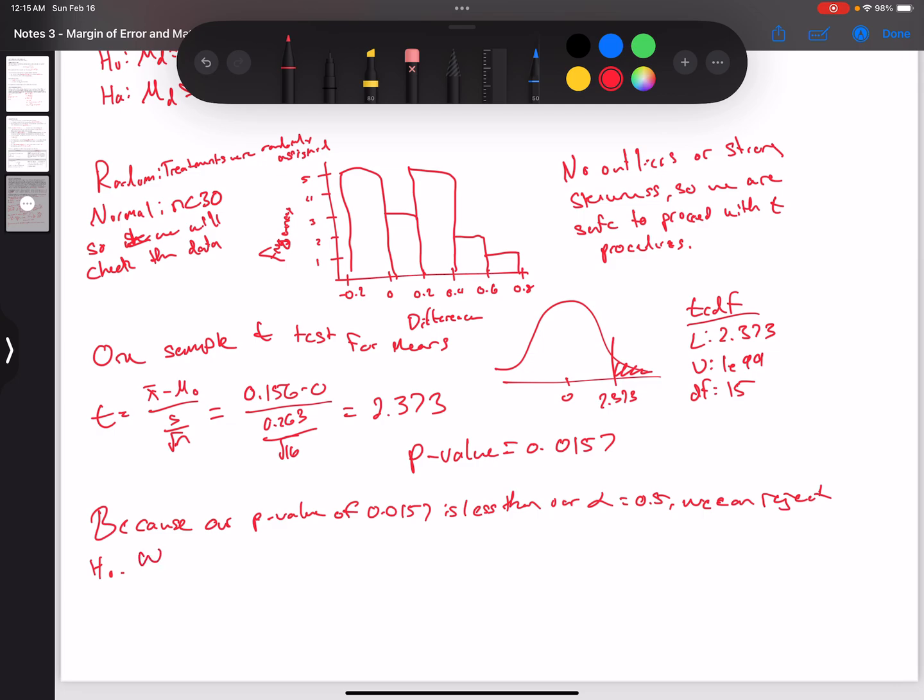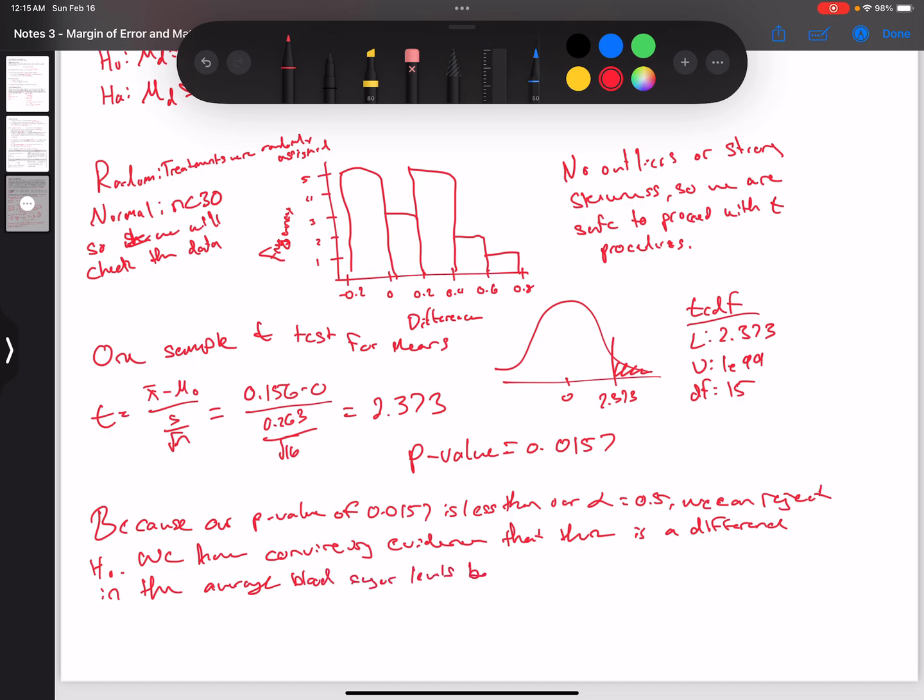So we have convincing evidence that there is a difference in the average blood sugar levels between the current medication and the new medication.